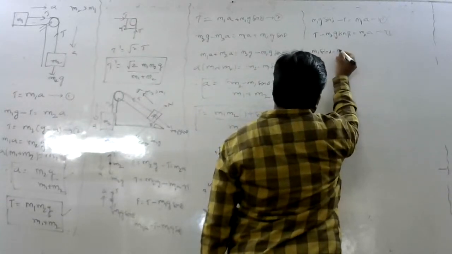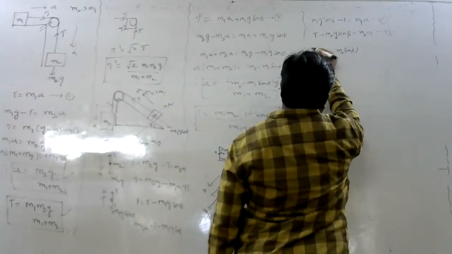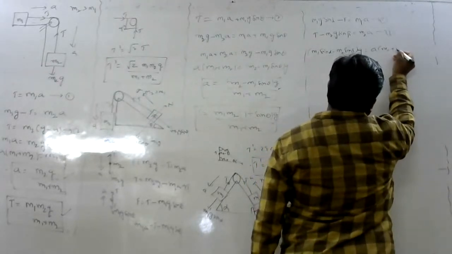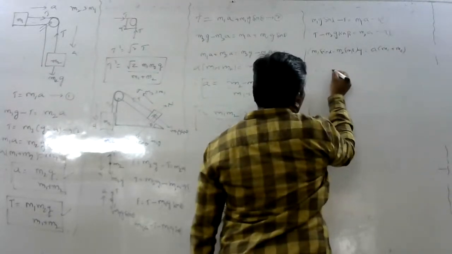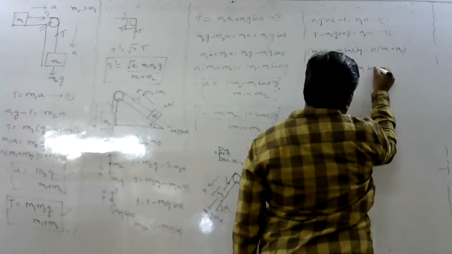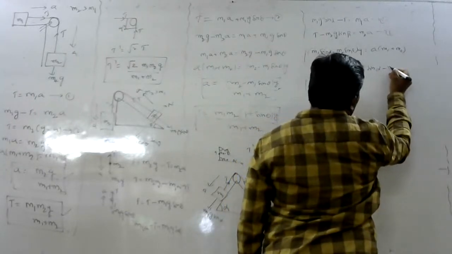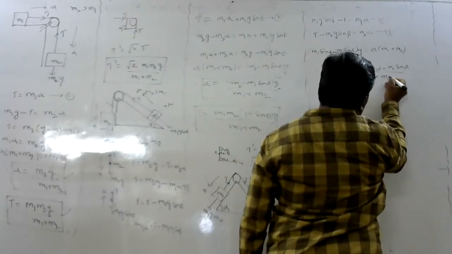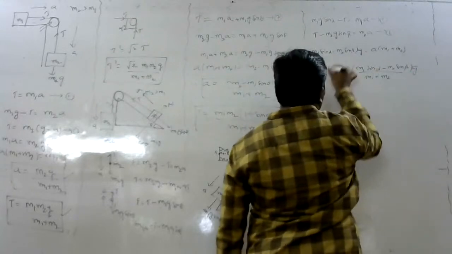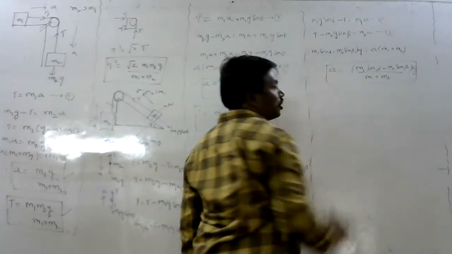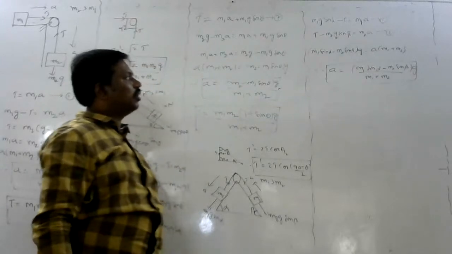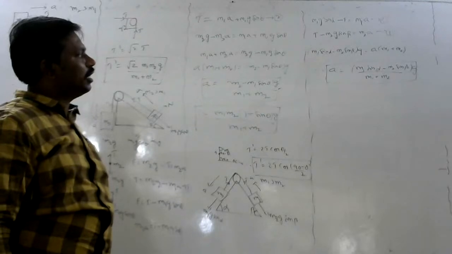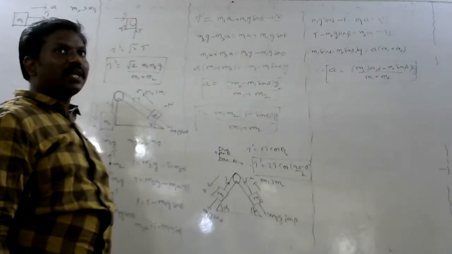(M1 sin alpha minus M2 sin beta) into g is equal to a common (M1 plus M2). Therefore, acceleration a is equal to (M1 sin alpha minus M2 sin beta) by (M1 plus M2) into g. So this is the acceleration of the block.